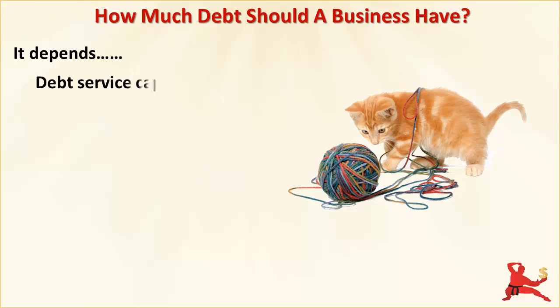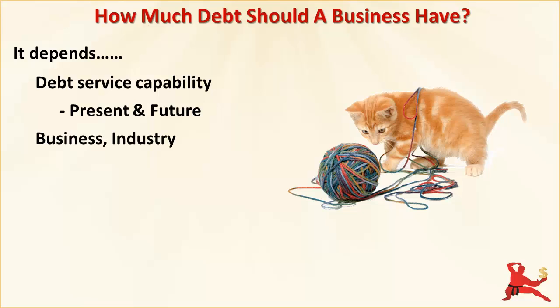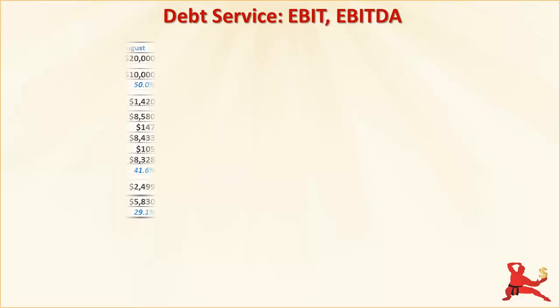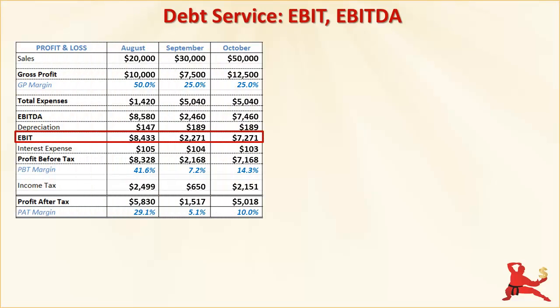Some of the key things to consider are the ability of the business to meet interest payments and loan repayments now and in the foreseeable future, the specific circumstances of the business, the type of industry that the business is in, the owner's or shareholder's appetite for risk, and so on. Let's look at debt service capability, starting with interest cover and debt service ratios.